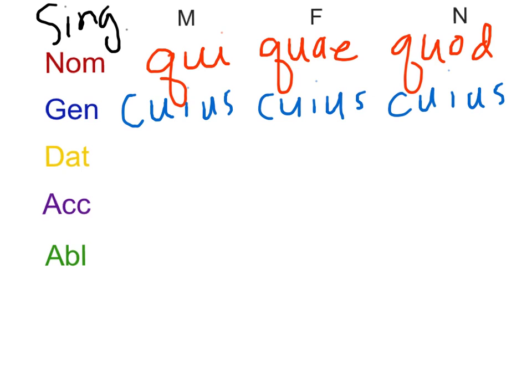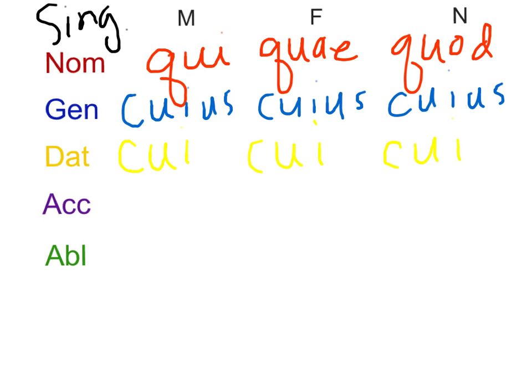The next line, dative line. Of course, dative, you remember, means to or for. So there's going to be to or for whom, to or for which or what. Dative line is going to be cui, cui, cui, C-U-I, all the way across. Again, that's going to make it easier to remember. Start again at the top. Everybody together. Qui, quae, quod, cuius, cuius, cuius, cui, cui, cui.